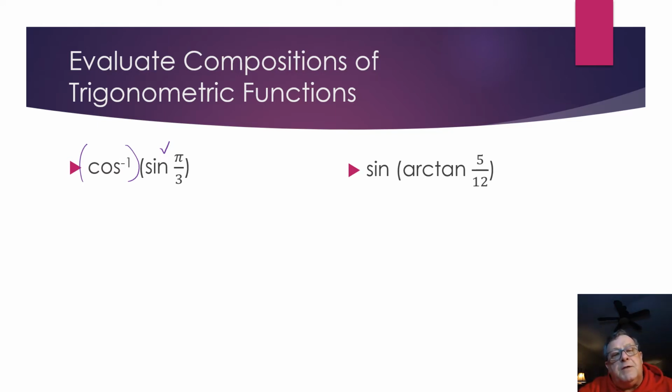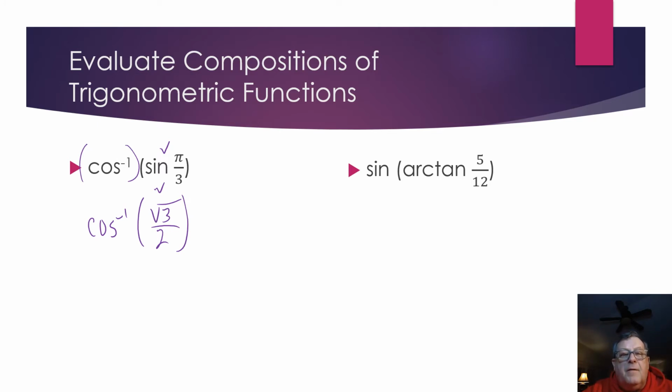All right, so to evaluate this, we first got to think about this function here, the sine of pi over 3. So what is the sine at the general angle pi over 3? And you might recall that that is the square root of 3 over 2. And so now we're thinking about, okay, well, what is the inverse cosine, now that we've solved that? What is the angle when the cosine is square root of 3 over 2?